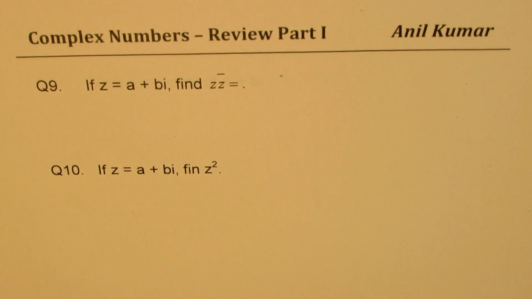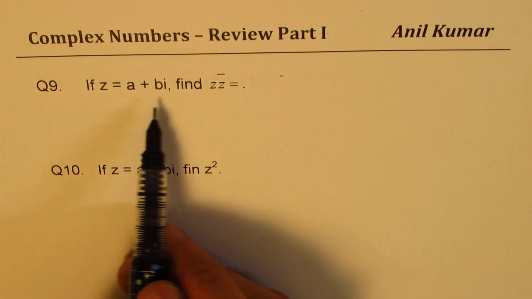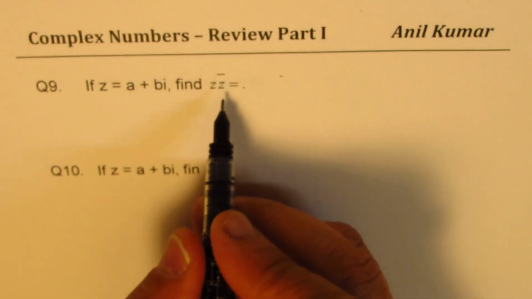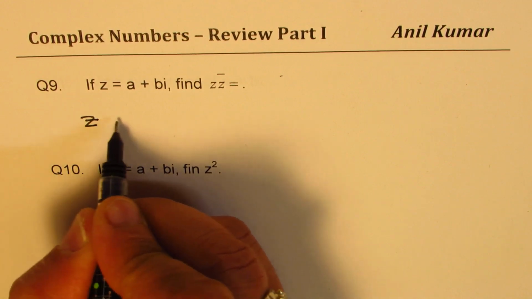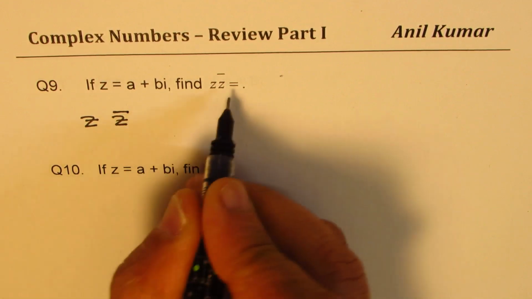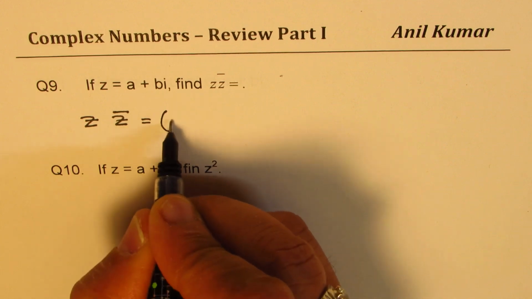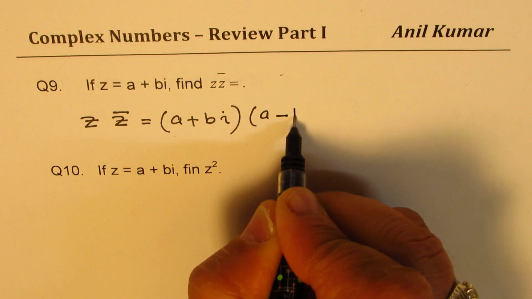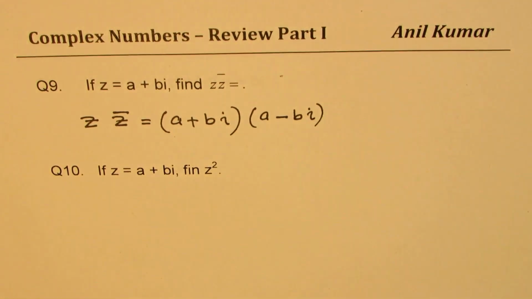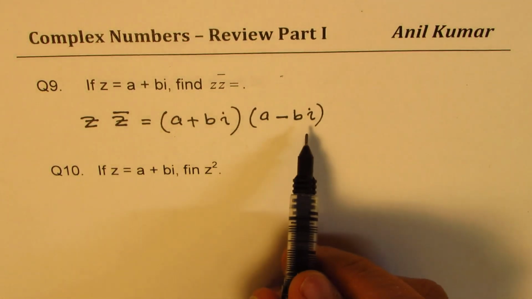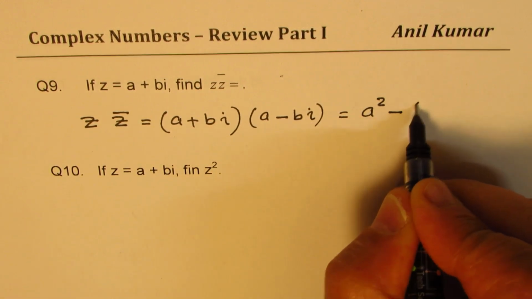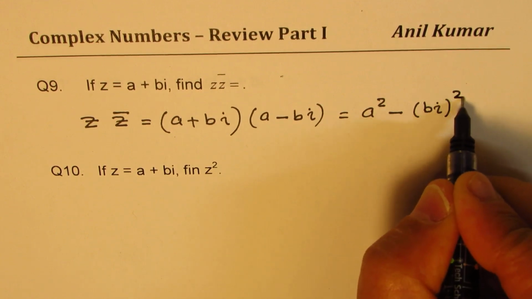Let's continue to question number 9. Here, if z equals a plus bi, find the product of z and its conjugate, right? So we want to find the product of z and its conjugate. So we can write this as a plus bi times a minus bi. So that becomes the conjugate, correct? So it is like difference of squares, right? So what do you get here: a square minus bi whole square.